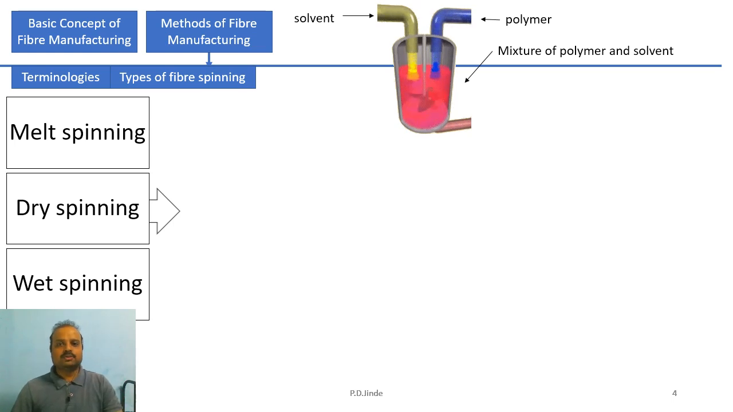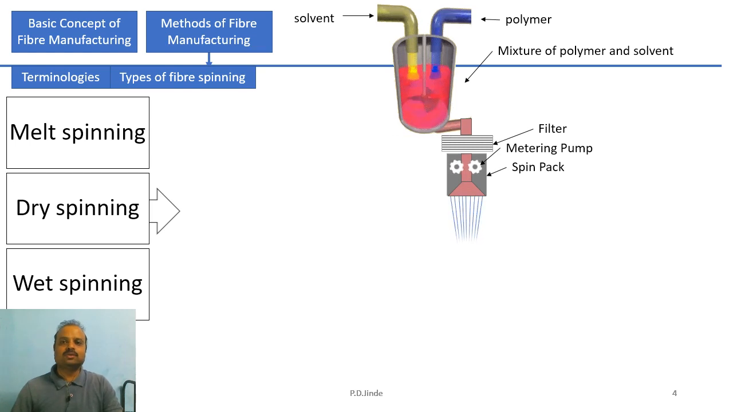This polymeric solution passes through a filter to remove any impurities. The filtered polymer solution is then pumped into a spinneret through a metering pump. And as we all know, this metering pump ensures a constant rate of solution flow through the holes of a spinneret. This process of passing a thick viscous liquid, that is, a polymeric solution, through the holes of a spinneret is called extrusion.